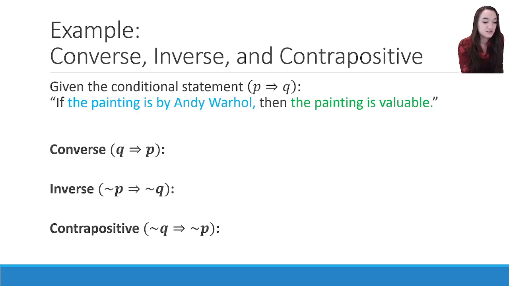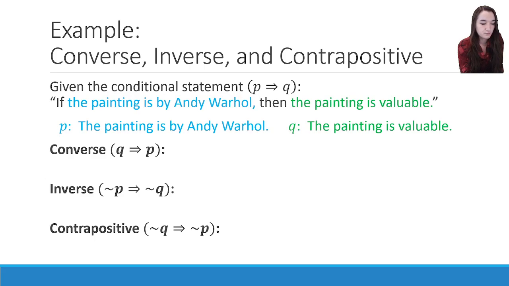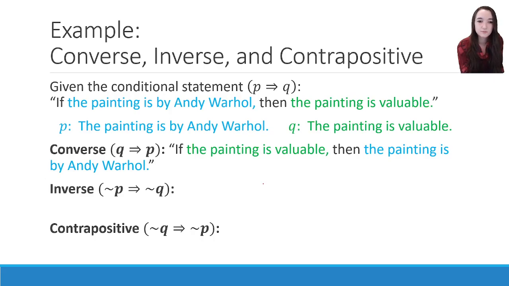So, if my statement is, if the painting is by Andy Warhol, then the painting is valuable. We have P is the painting is by Andy Warhol. Q is the painting is valuable. So the converse, we're just swapping the order we say this in. If the painting is valuable, then the painting is by Andy Warhol. Well, obviously that can't mean the same thing because, look, Andy Warhol was a famous artist, so yeah, his paintings will be valuable. But just because a painting is valuable, it could be by any famous artist, right? It doesn't have to be by him. And that's what this statement would imply, so it can't mean the same thing as the original.